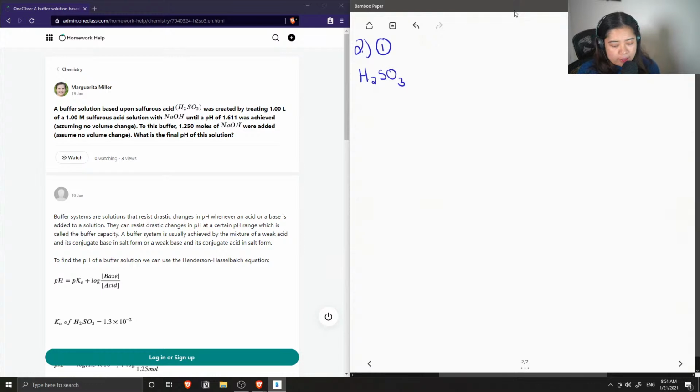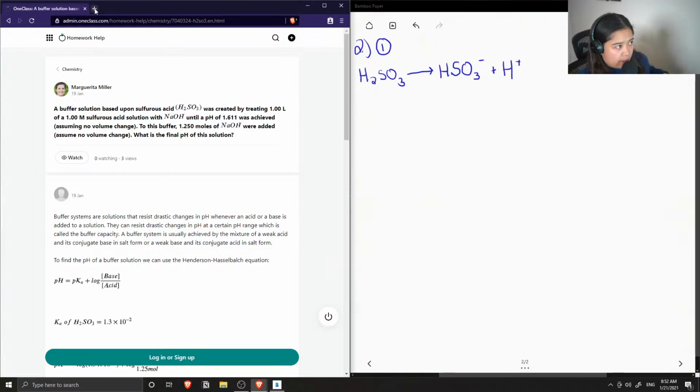So first, let's show the reaction of H2SO3 when it dissociates into its ions. And this is a polyprotic acid, so that means it can lose its first proton and become HSO3 minus. And after this step, it can also lose its second proton. But for this first part of the question, let's just lose the 1 proton. And this will have a certain Ka value.